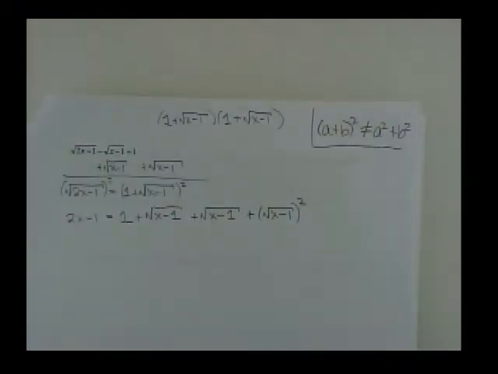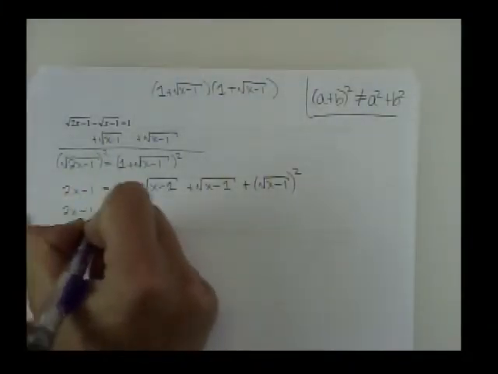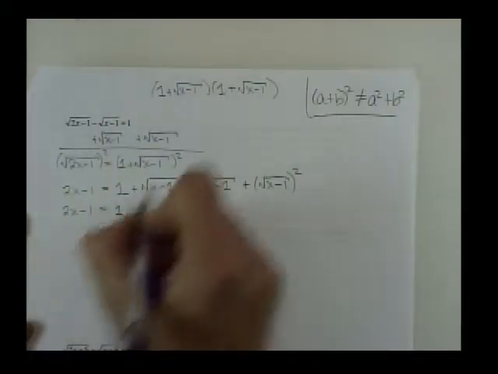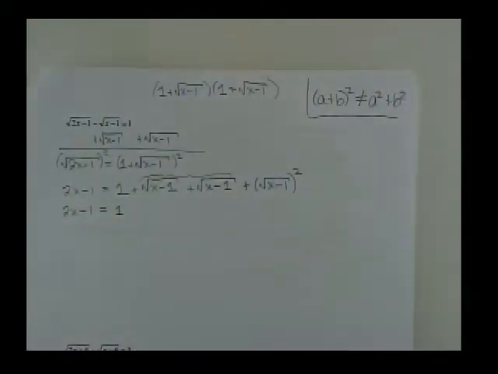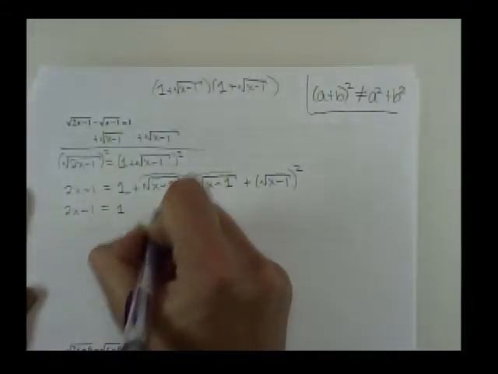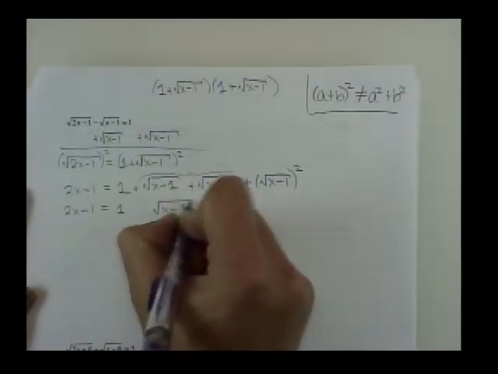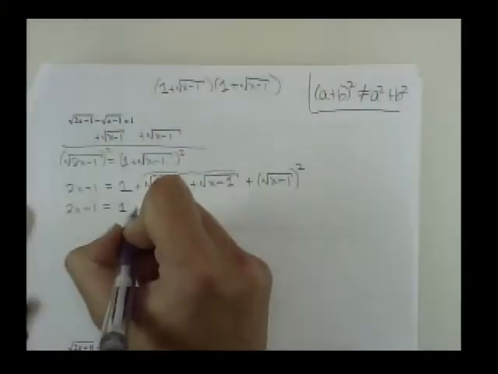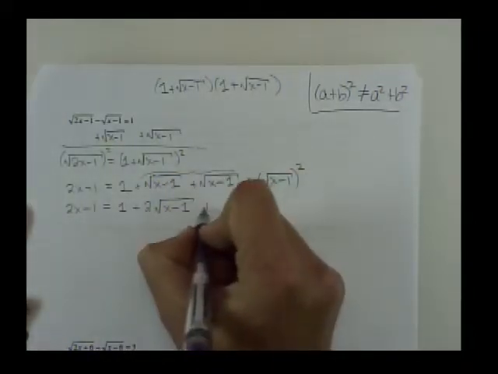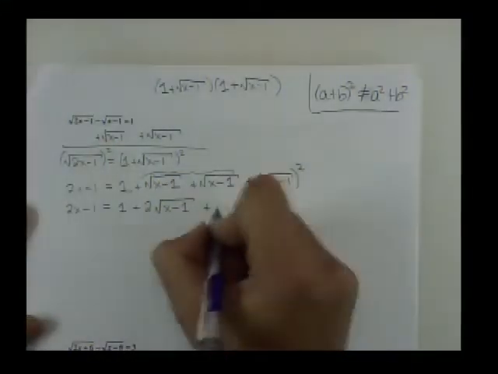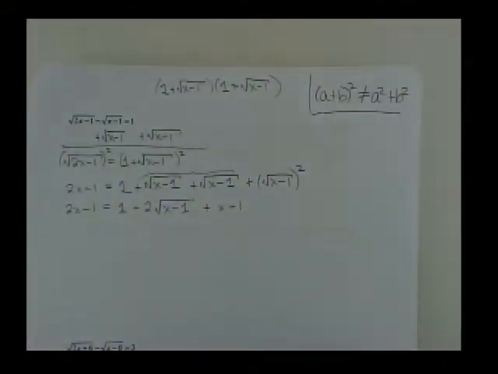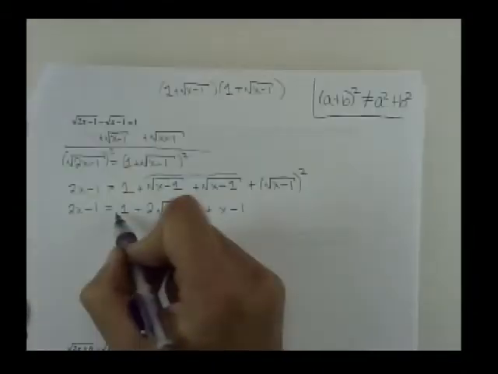So let's simplify. We can't do anything on the left, but we should be able to simplify on the right. So we have 2x minus 1 equals 1. Now these radicals are similar radicals. They both have the square root of x minus 1, so we can combine them. The answer is going to have a square root of x minus 1. What goes in front of the square root? Plus 2. And then the square root of x minus 1 squared? X minus 1. So we can simplify. Can we simplify more on the right-hand side? Yeah, we can cancel the 1s.